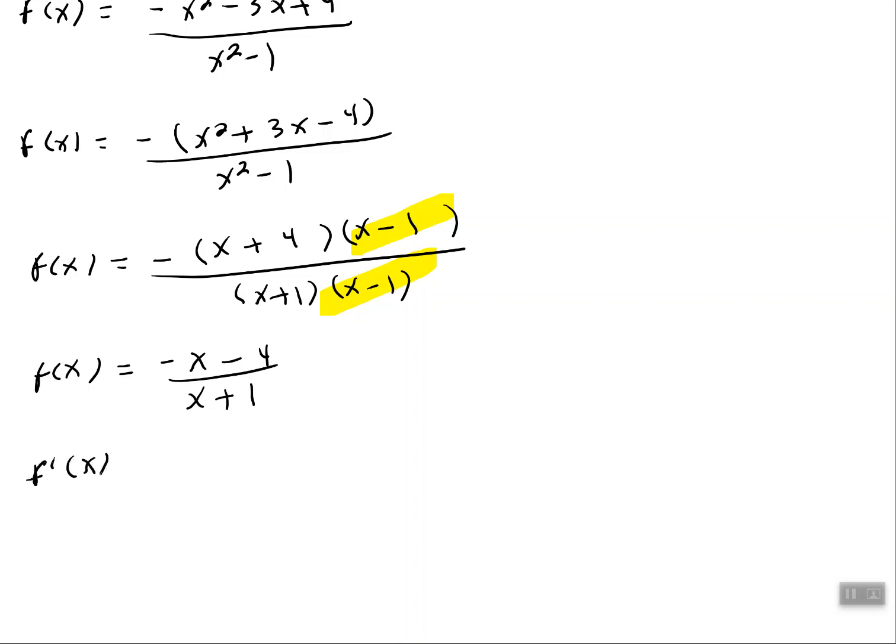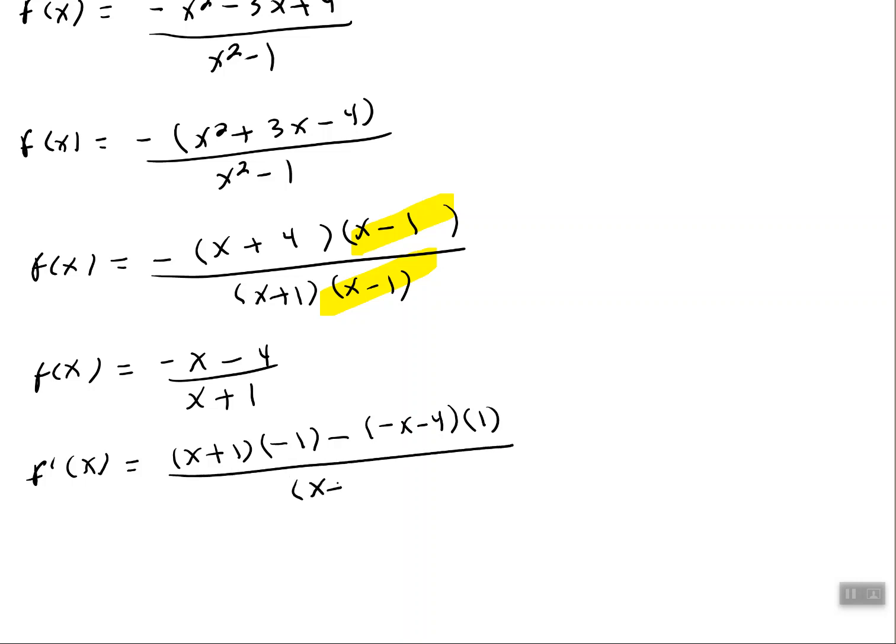So quotient rule, low, so x plus 1, times the derivative of our numerator, derivative of -x minus 4 is -1. Minus high, and then times the derivative of our denominator, which is 1, all over our denominator squared.